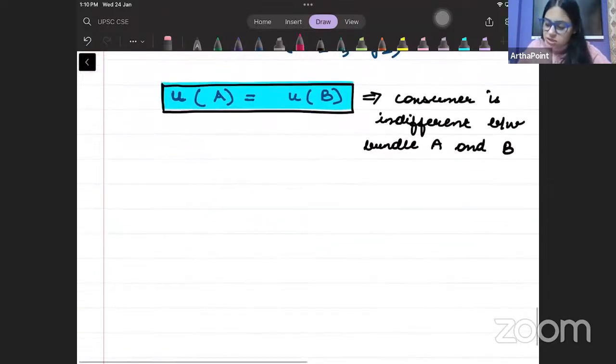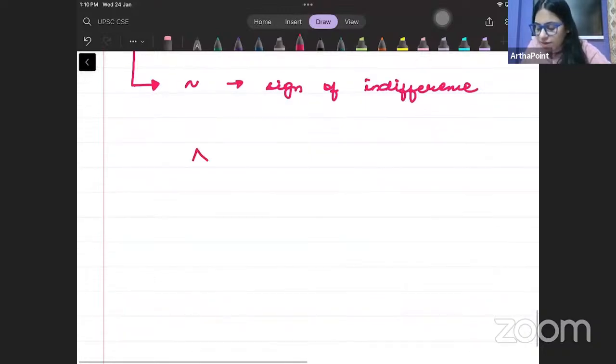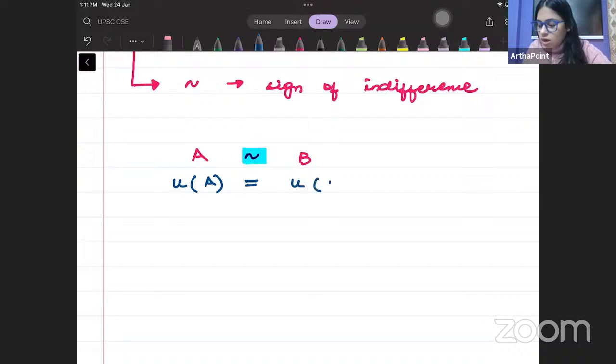But how can we show this thing? In order to show that I am indifferent between A and B, the sign of indifference is this. इसको हम बोलते हैं sign of indifference. Right, beta? So, when I say that I am indifferent between A and B, whenever you will see this sign, it means that you are indifferent between A and B. It means that utility from A will be equal to utility from B. दोनों आपको same level of utility देंगे. Am I clear with that?